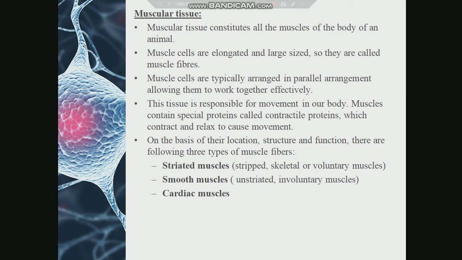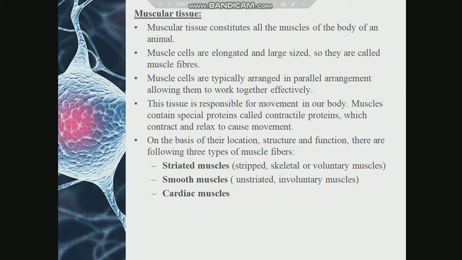Muscular tissue constitutes all the muscles of the body of an animal, and muscle cells are typically arranged in a parallel arrangement, allowing them to work together effectively. These muscles contain a special protein called contractile protein, which helps contracting and relaxing movements to happen smoothly.